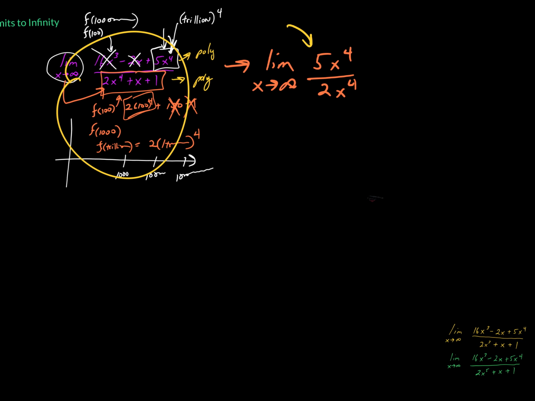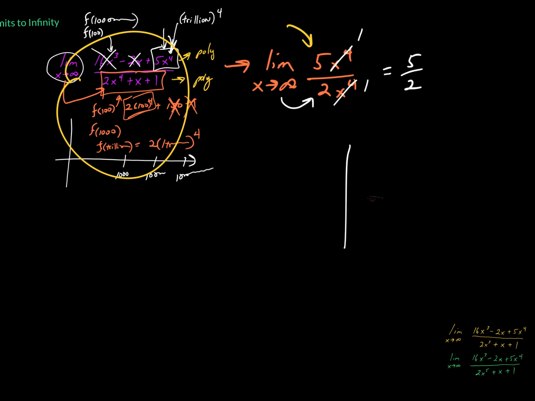Let's simplify. You can simplify this fraction because x to the fourth over x to the fourth is 1 over 1. This reduces to a constant number. This equals 5/2. So when it simplifies to a number, that's your answer.